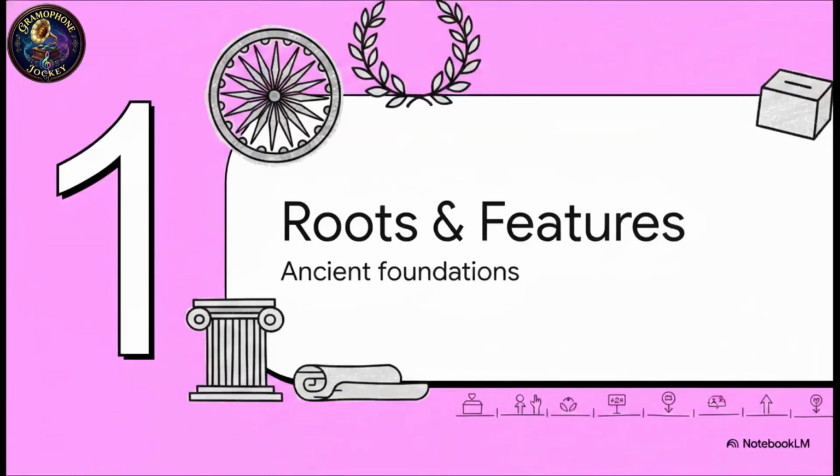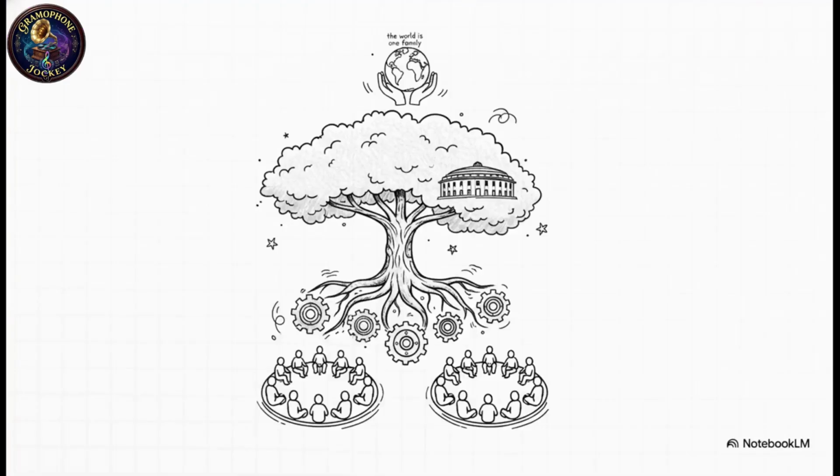Starting with part 1, roots and features of democracy, we're uncovering the ancient foundations here. You know, it's a super common misconception that democracy is purely a modern Western invention. But the conceptual roots of shared decision-making actually go all the way back to the ancient Vedic period in India. We see early consultative bodies like the Sabha, which was an assembly of elders, and the Samiti, an assembly of everyday people. You even see the direct linguistic root of the modern Indian parliament, the Sansad.